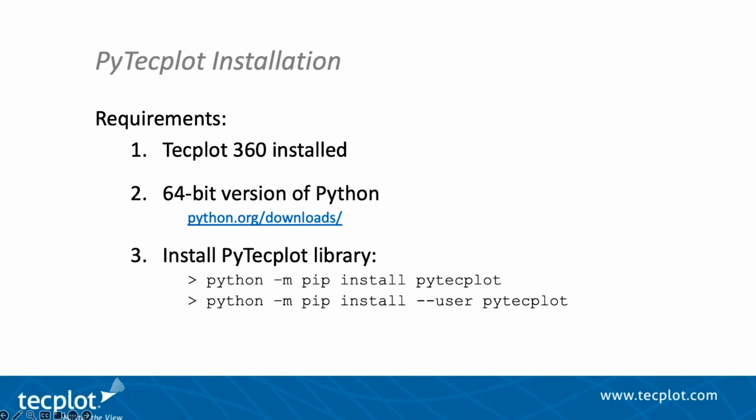Installing the PyTecplot library. Here you can use pip for this. The python -m there is just to direct it to a particular interpreter. The top line there is installing globally, and the bottom line is installing as a user. And then you will need Tecplot. Tecplot is our Tecplot software maintenance license, so you will need concurrent Tecplot in order to run PyTecplot.